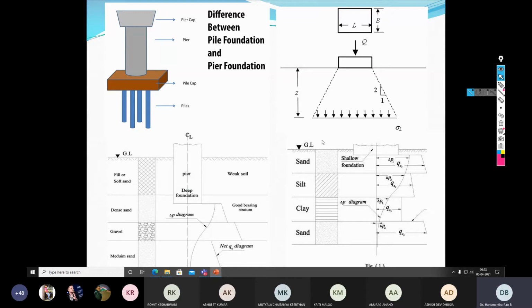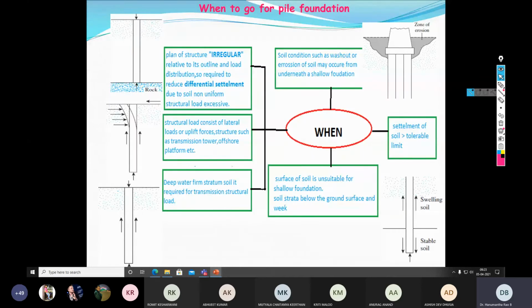When you talk about the shallow foundation, the load transmission occurs only through the bottom surface area of the footing. While in the case of the pile foundation, there are two means by which the load gets transmitted: through the bottom tip as well as through the surface area over the entire depth from the top surface to the bottom tip. So these are the two mechanisms by which load gets transferred in the case of the pile foundation.